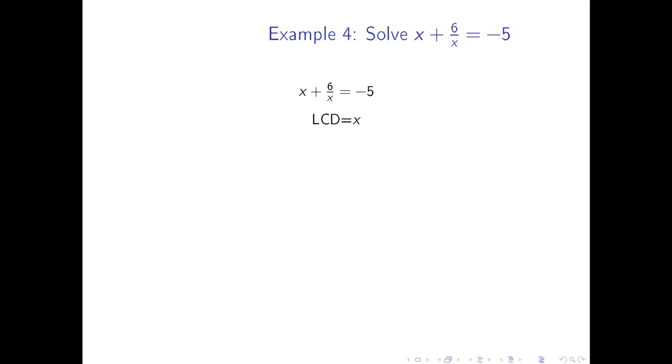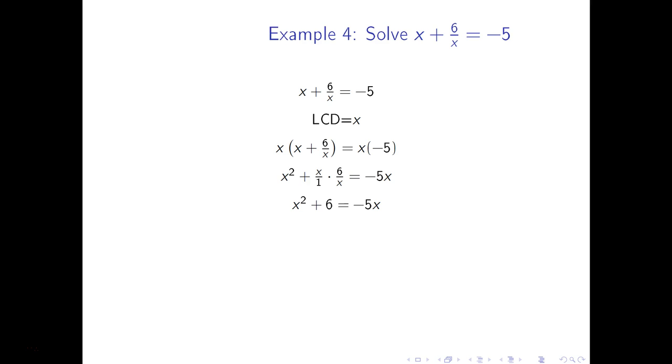So if I multiply everything by x, I really am going to get x times x, which is x squared. Now, again, I rewrote this as x over 1, so the x's can clearly be seen to cancel. And I get x squared plus 6 minus 5x. How would you solve this equation?